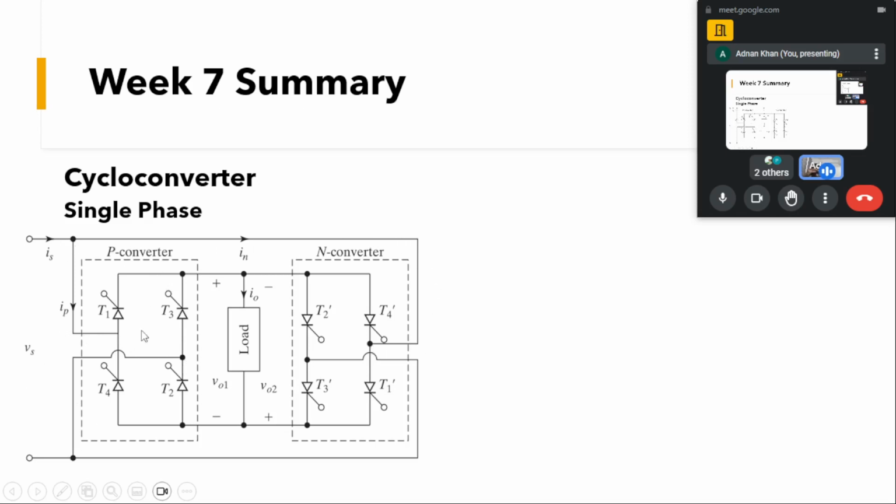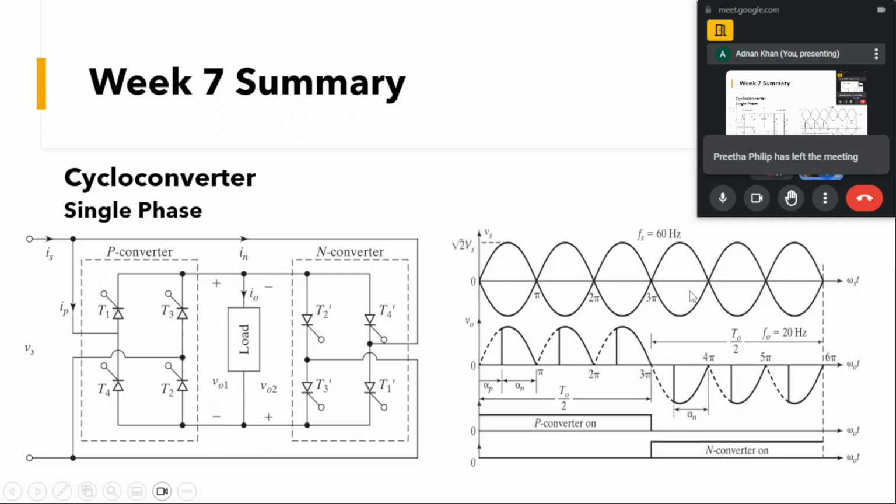So whenever the P converter is conducting, we will be getting a positive voltage across this load, and whenever the N converter is conducting, we will be getting a negative voltage across this load. So let us say we are having a source of 60 hertz, and we want to have AC across this load of some other frequency. Let us say we want this AC to be around 20 hertz.